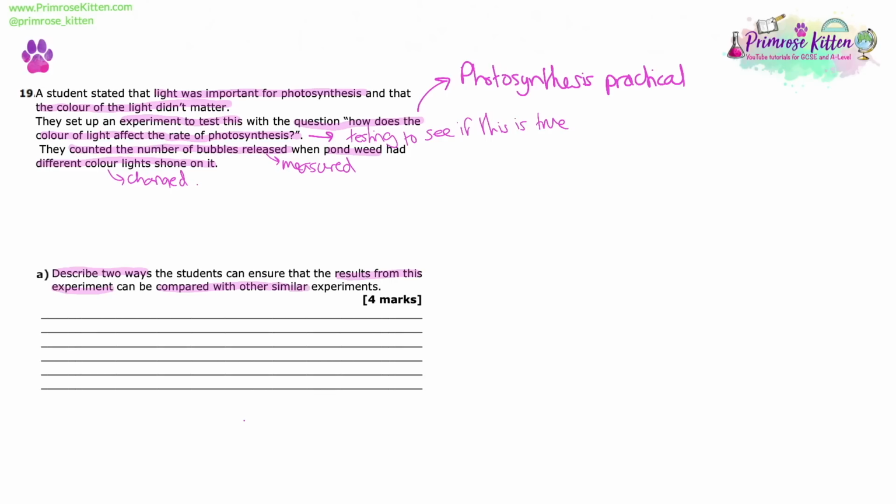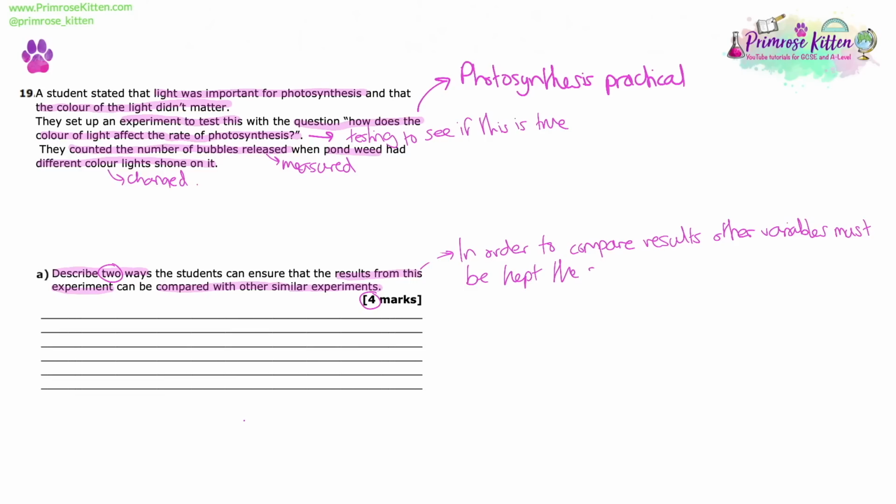So describe 2 ways the students can ensure that the results from this experiment can be compared with other similar experiments. So this is a common question, and it's a common way of asking a question that could be done in a different way. We've got 2 ways we're being asked for, but we'll get 4 marks. So that means we need to be able to state what is going to be controlled and then explain how they're going to do that, or describe how they would control that variable. The reason it's about control variables is because in order to compare results with other experiments, everything else must be kept the same so that you're only changing the colours of light.